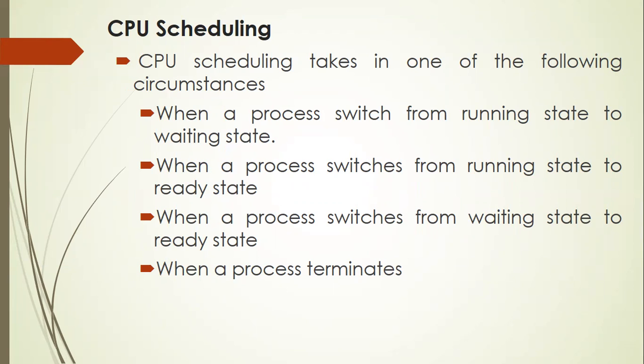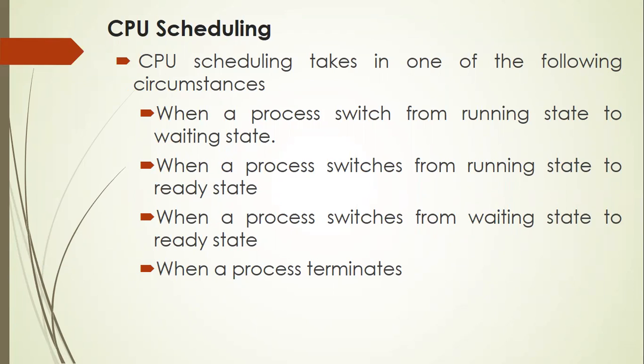So this is the second situation where CPU scheduling takes place. And the third situation is when a process switches from waiting state to ready state. This happens after the particular process which previously requested an IO operation has completed its IO request. In that case, after completing the IO request, it moves from waiting state to ready state. At that time, suppose the CPU is free, then the CPU moves to execute this particular process. So this is the third situation where your CPU scheduling takes place.